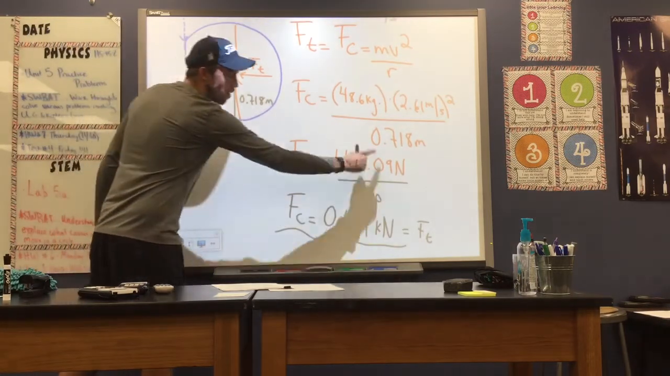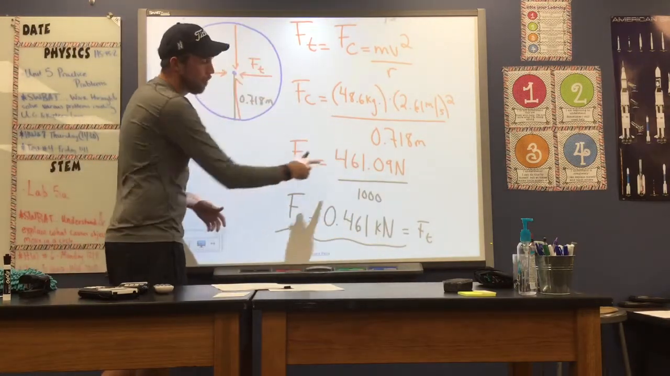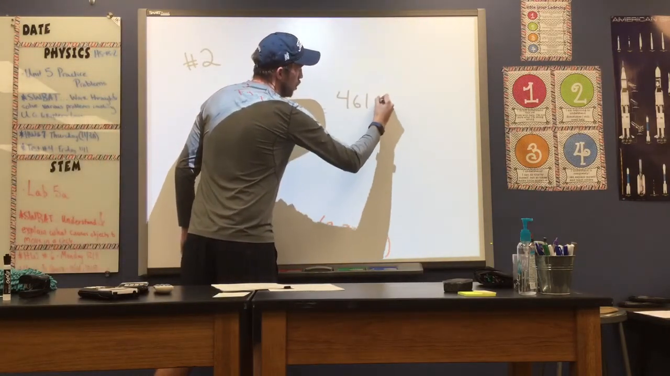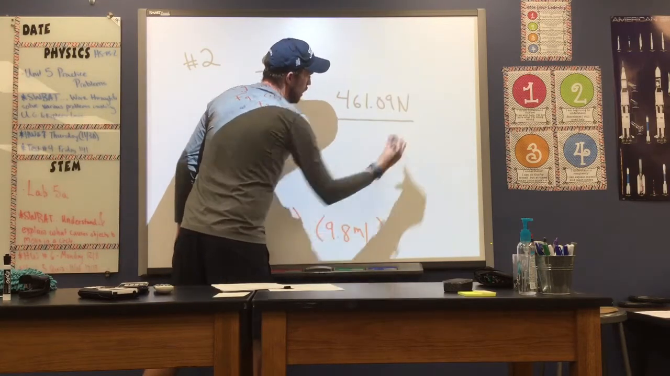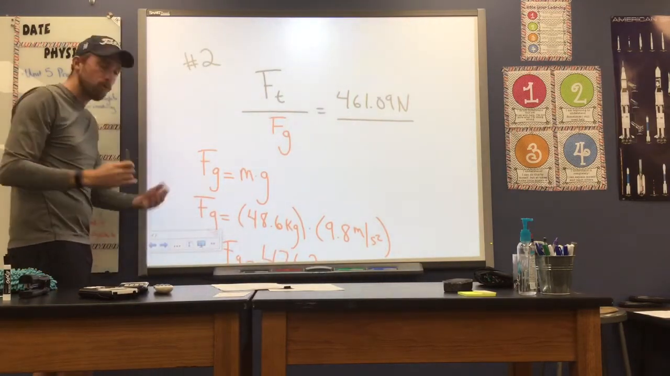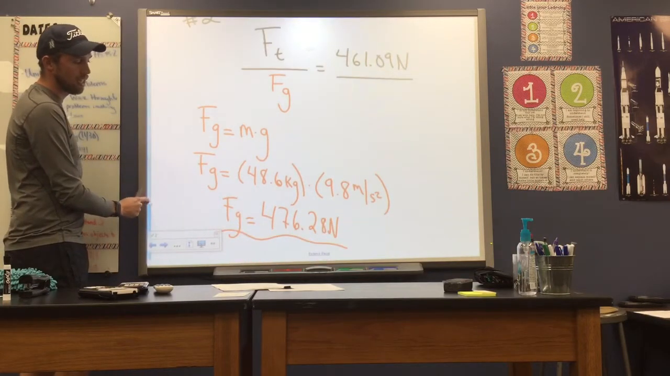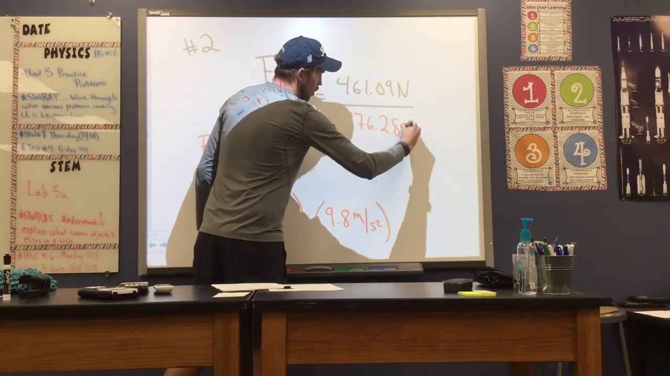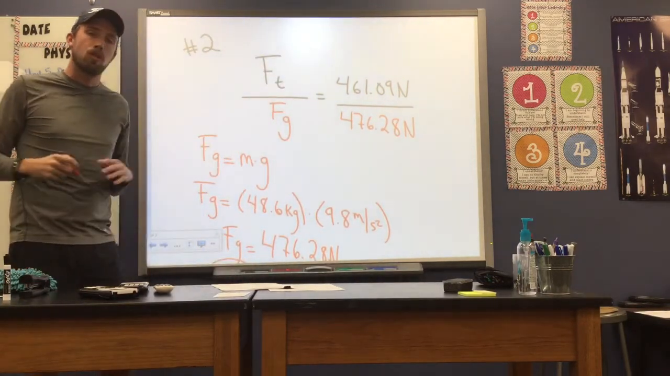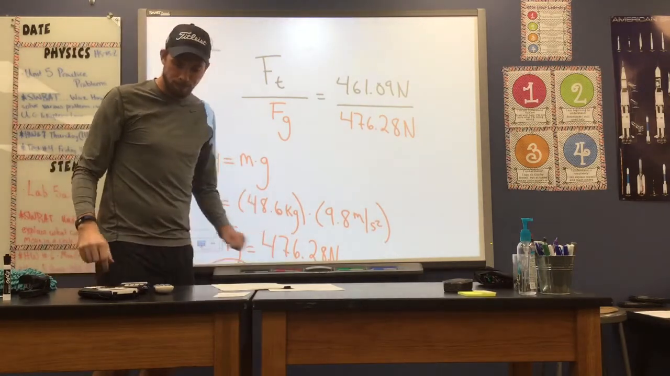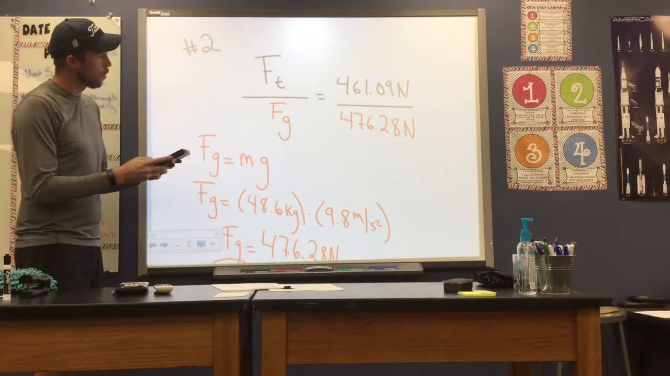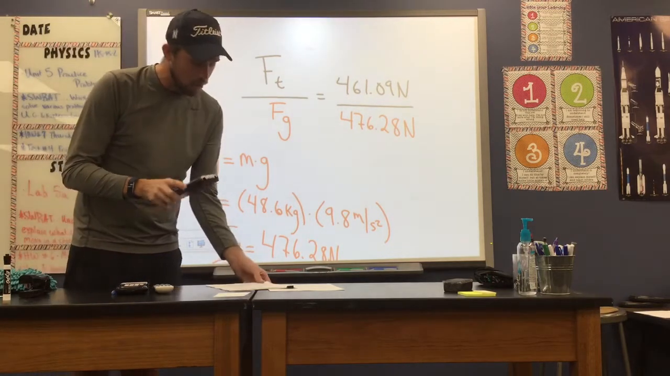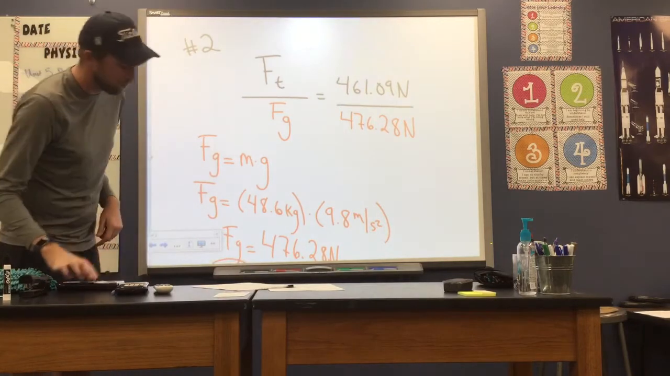So I'll take our centripetal force, or our force of tension, if you will, 461.09 newtons, and divide by the weight, the force of gravity that we just found, 476.28 newtons. Again, it doesn't matter what unit we choose to use as long as they're consistent top to bottom. So I'll plug these values in, 461.09 divided by 476.28, and that should give us a ratio of about 0.968.